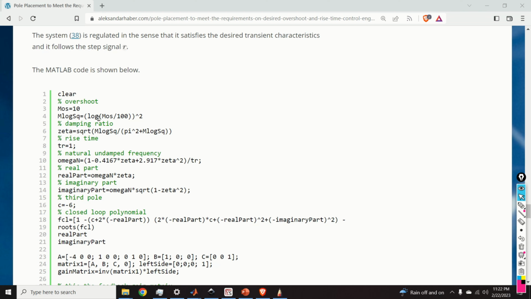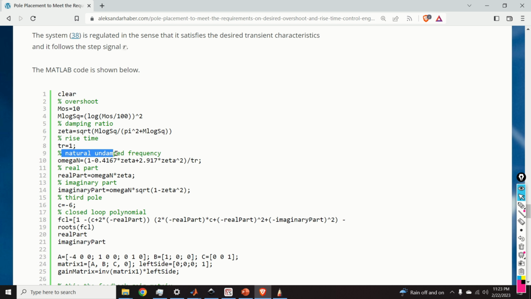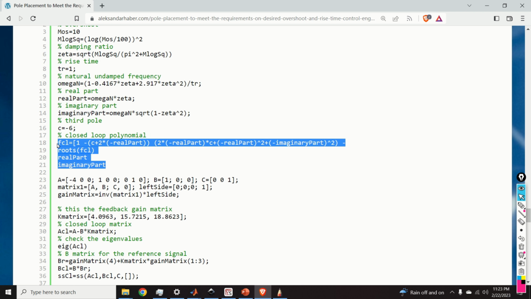All these calculations can be performed in MATLAB. And here's the MATLAB code I wrote. Basically, we define the desired overshoot. Then I compute zeta by using the formula I explained previously. Then I define my desired rise time. Then I compute omega n. Over here, I place the poles.